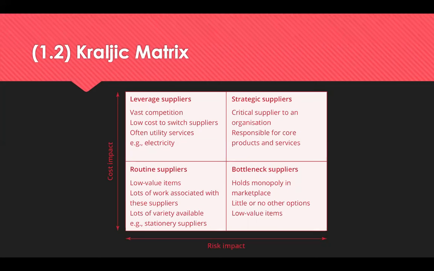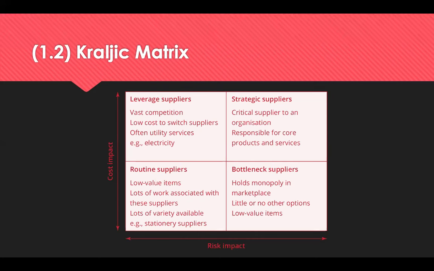Top left, leverage, high spend but low risk. So it's product specific materials, providers, where you're probably going to have a more closer tactical relationship. There might be one-off large purchases where you don't need an ongoing relationship. And then the bottom left, your routine, or sometimes known as non-critical, these are low value, low risk. So it's things like stationery. And it's likely you're just going to have an arm's length relationship with these guys.